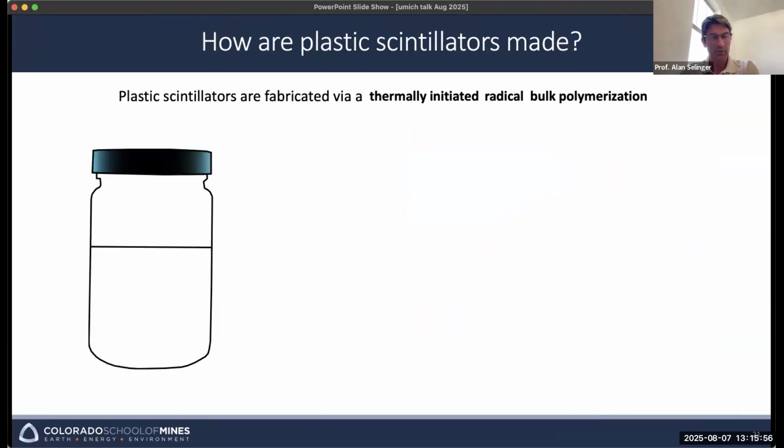But first, I want to let you know how plastic scintillators are made. This is done by what's called a thermally initiated radical bulk polymerization. Basically we have a vinyl toluene or styrene monomer. That's before it's polymerized, it's a liquid. And that liquid will dissolve these thermal initiators. They'll dissolve all the dopants. So you're basically just making a solution of all these components, and then you heat it. This thermal initiator will break apart and form radicals. That radical will form polymers.